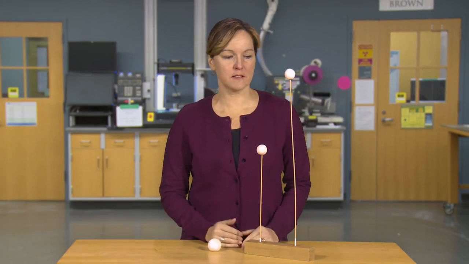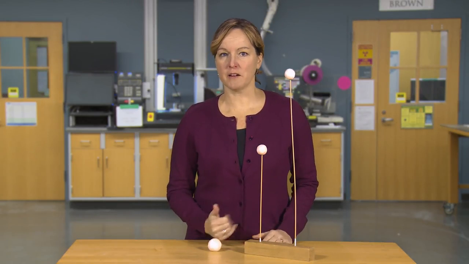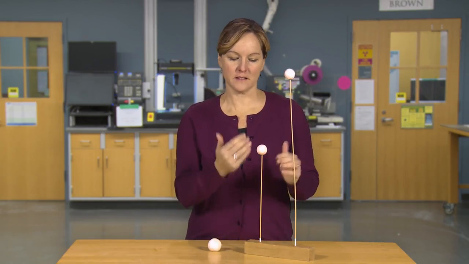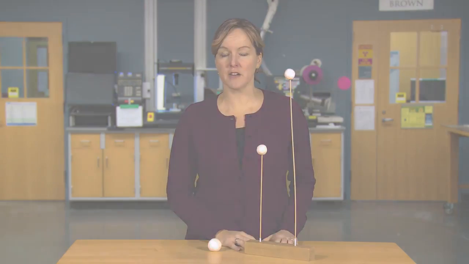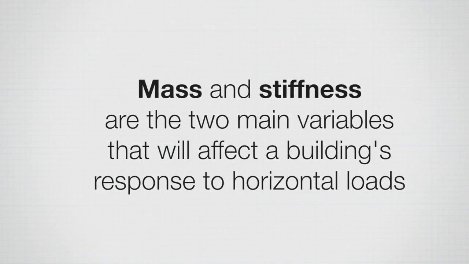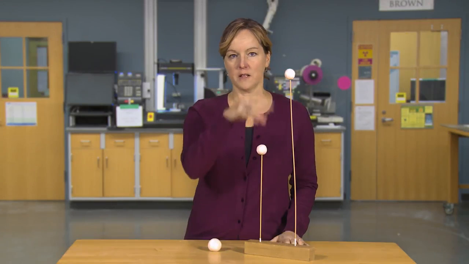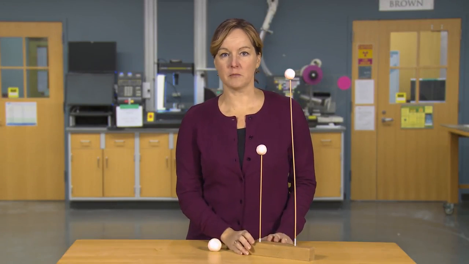So hopefully you had time to experiment with single degree of freedom systems. The goal with the experiment was to try to figure out how the response of a building, in this case a model of a building, changes as we change different aspects of the building. The two main things that will affect the response of a building are the mass and the stiffness. In this case, we modeled stiffness as changes in height, and a lump of clay represented the mass of the building.